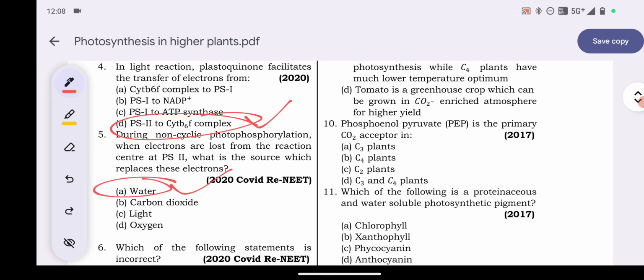Explanation. The electrons lost from photosystem 2 must be replenished during non-cyclic photophosphorylation. This is accomplished by using electrons that are available as a result of water splitting. Okay, so water gives the electrons which replaces the empty portions.